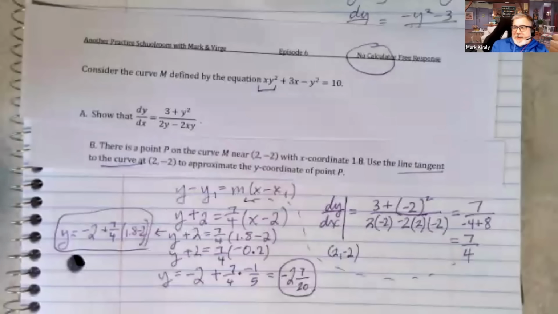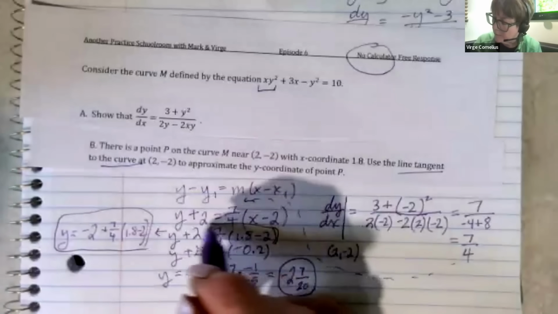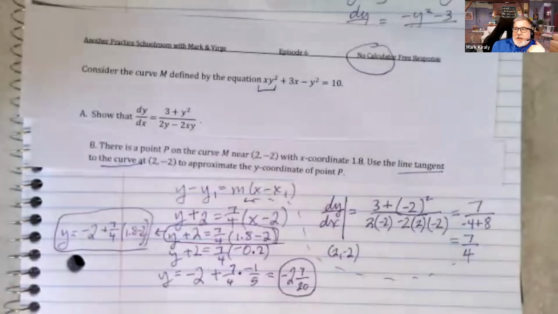She could have put her 7/4 in and her 1.8 in at the same time. I was thinking where you would plug in the point, the slope, and the 1.8 all at once, because it just said use the line tangent. It's safer to write the tangent line. I highly advocate for the way Virge did it, writing that second line, because sometimes they'll say find the tangent line, and then you do need to have that written.